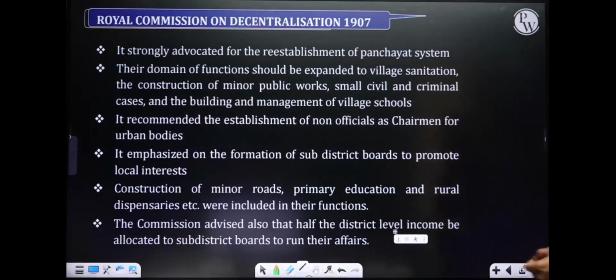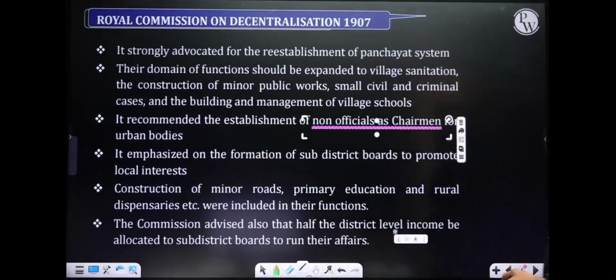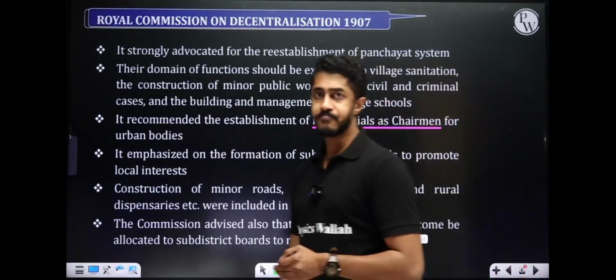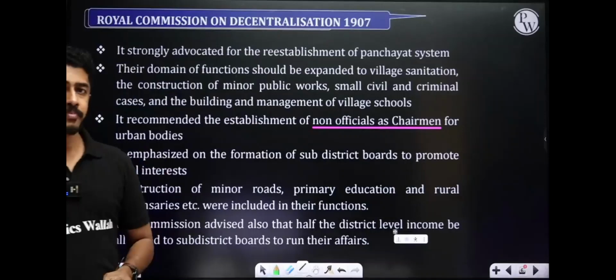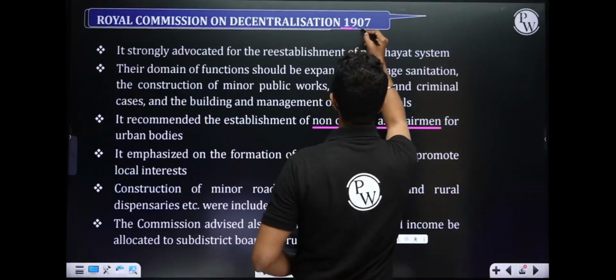It recommended the establishment of non-officials as chairmen for urban bodies. It emphasized the formation of sub-district boards to promote local interests. Construction of minor roads, primary education, and rural dispensaries, etc., were included in their functions. The Commission also advised that half the district level income be allocated to the sub-district boards to run their affairs. Bottom line क्या है? Royal Commission on Decentralization, again, look at the year, 1907.